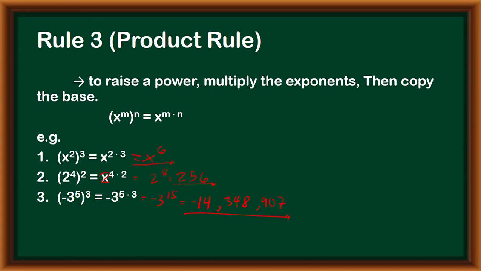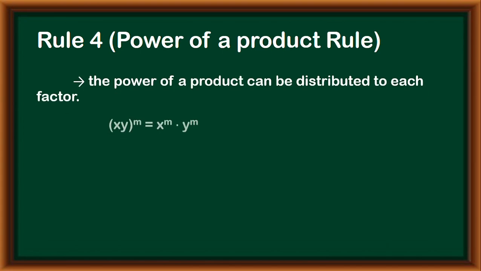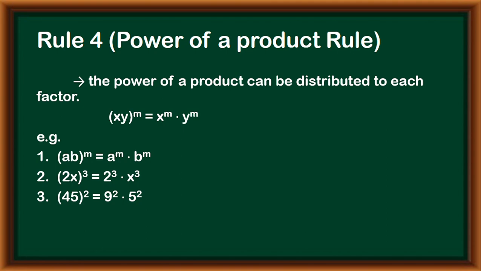So, let's go with rule 4. The power of a product can be distributed to each factor. So, x y raised to m is equal to x raised to m times y raised to m. So, we distribute the exponent in this case. In this example, as you can see, we just distributed it. The m is distributed to a and b, that is why the answer became like this. So, that is the final answer.